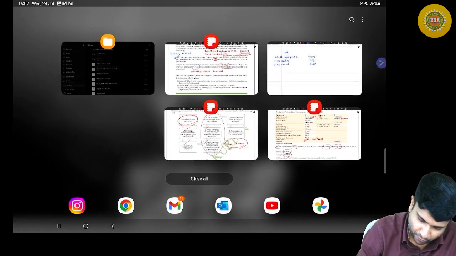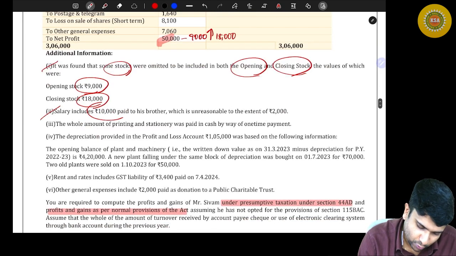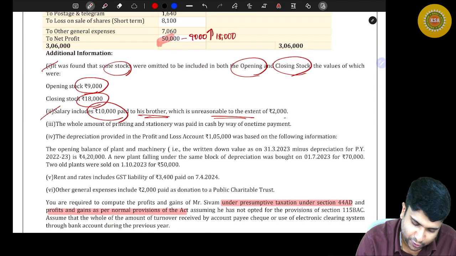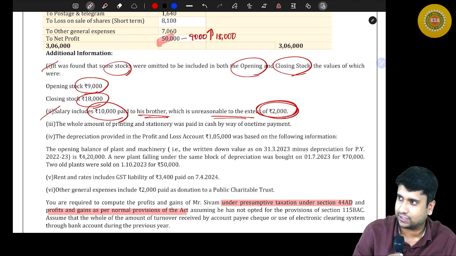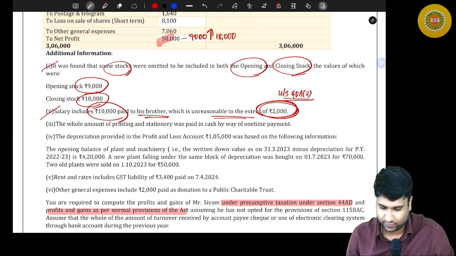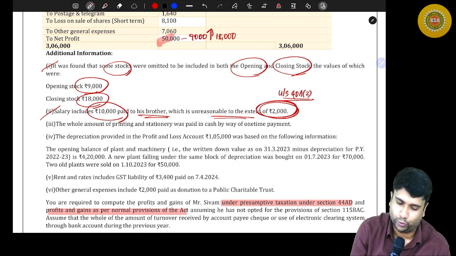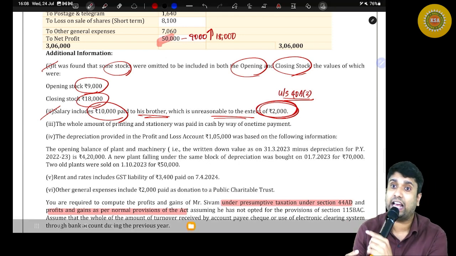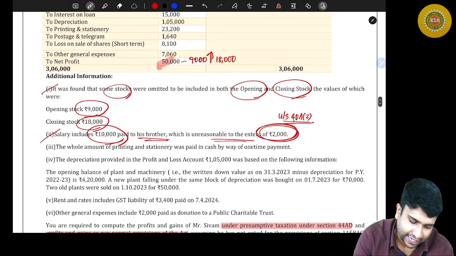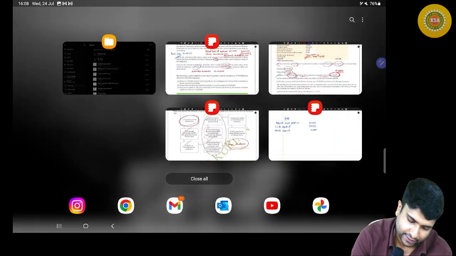Moving on to the next point, friends. So, where were we? Salary includes 10,000 paid to its brother, which is unreasonable to the extent of 2,000. What is this unreasonable to the extent of 2,000? There will be a disallowance under section 40A(2), excessive payments to a relative. Are you with me? Here the brother is your relative and you have paid 2,000 excessive. So what to do? That 2,000 has to be added back. The entire 10,000 has been deducted, so you need to add back 2,000 to the net profit. So disallowance under section 40A(2).